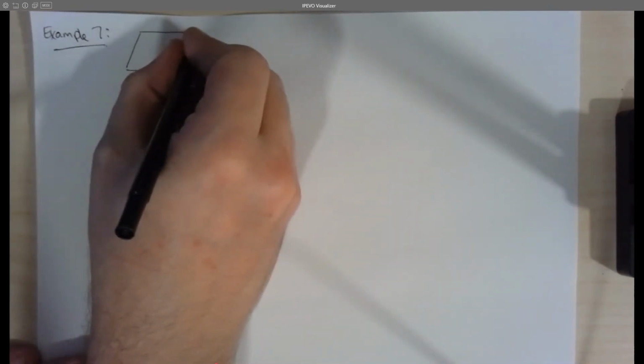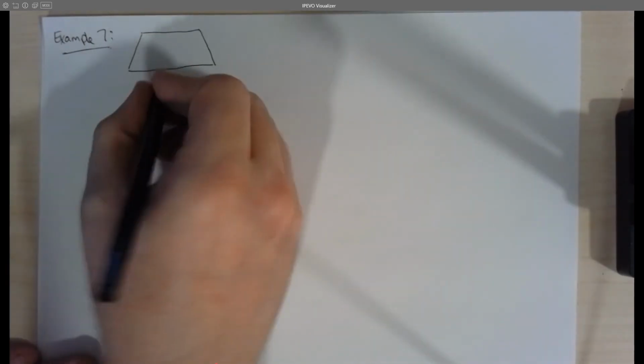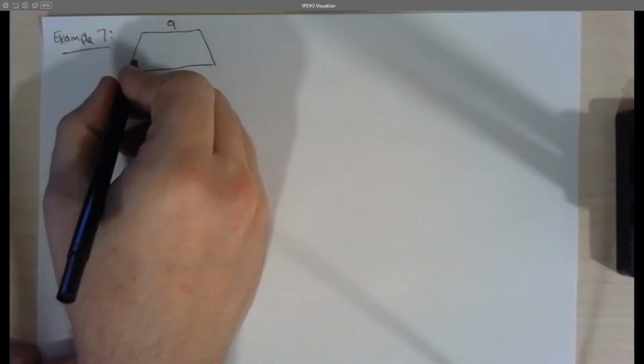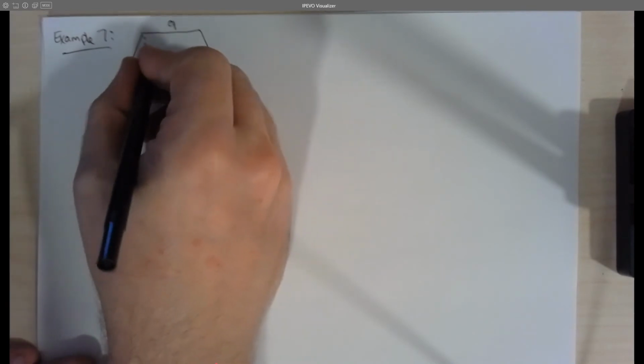All right, let's start off with example 7 here. Example 7 says that we're given a parallelogram, or sorry, we're given a trapezoid, not a parallelogram anymore. We're given a trapezoid here. We're told that we have a base here of 15, we have a distance here of 9, and we also have a perpendicular height of 8.